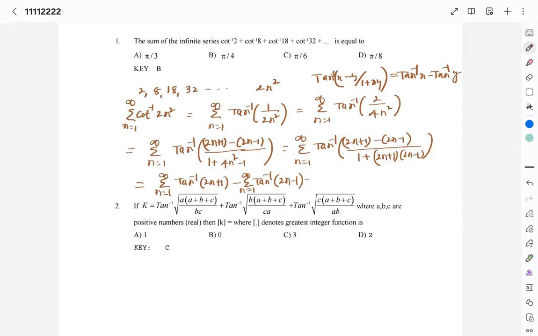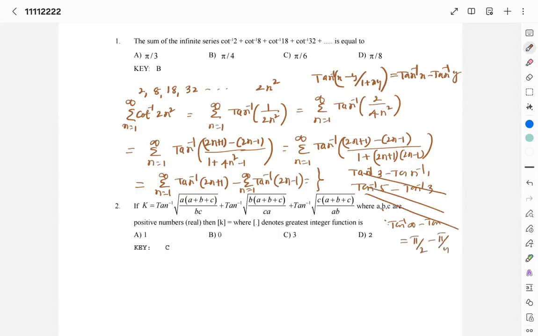So put n as 1: tan inverse 3 minus tan inverse 1, tan inverse 5 minus tan inverse 3, and so on, up to tan inverse infinity minus the previous term. This thing gets cancelled. So you get pi by 2 minus pi by 4, which is pi by 4.